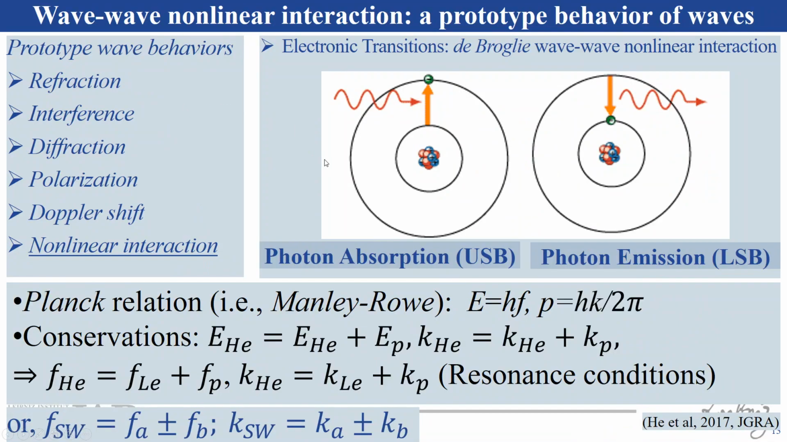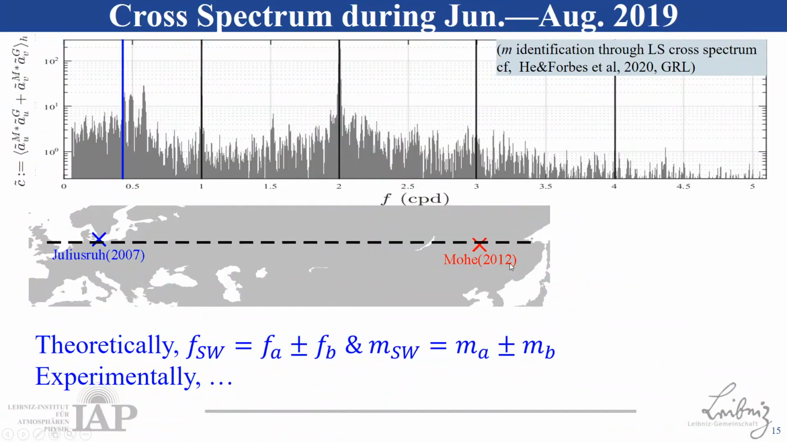Actually, laser is not only an analogy, it is the nonlinear interaction between waves. Photon absorption and emission are the upper and lower sideband generations, and the nonlinear relations are known as Planck relations in quantum mechanics. The resonant condition equals conservation of energy and momentum. Here is the second example of the implementation of the resonant condition. In this implementation, we use the Lomb-Scargle cross spectrum for identifying the zonal wave number, as detailed, for example, in this paper.